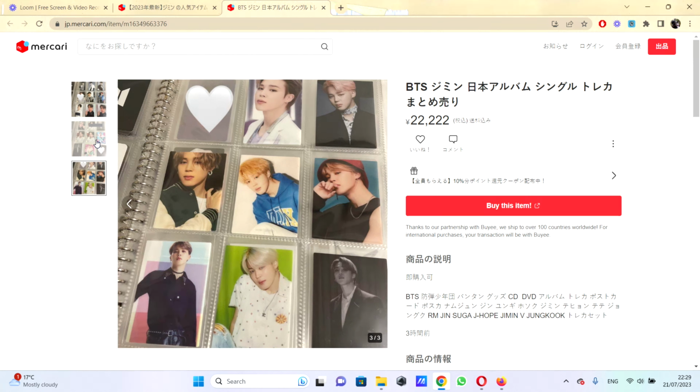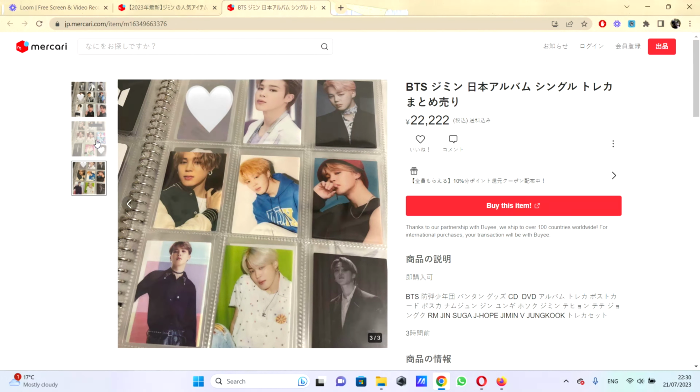So let's imagine I'm looking for Jimin's trading cards. How do I decide if the seller is actually worth buying from? Because if you get a fake, that's it. You're using a proxy service, they can't refund you the money. You won't know it's fake until it arrives to you, unless you get a picture. But even then, you won't get your money back. Basically, that's the risk when you buy through Mercari Japan, so make sure you take that into account. So how do we make sure this is real?